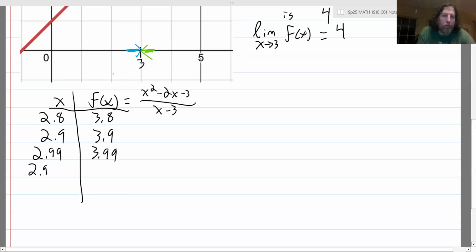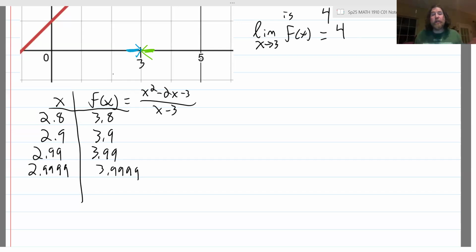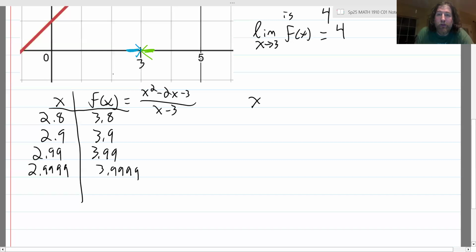So I could say, oh, 2.9999, that's 3.9999, and so on. We can get as close as we want to 3. And we can see that the closer and closer we get to x equals 3, the closer and closer the outputs get to 4. And we can look at this from the other side as well.